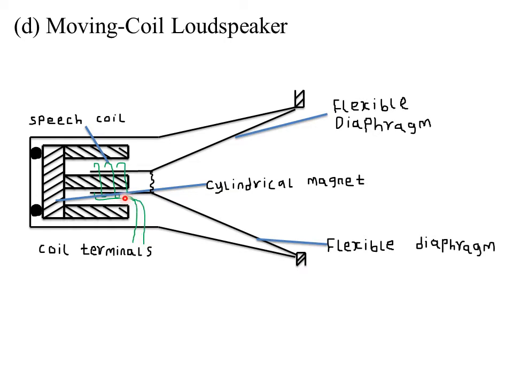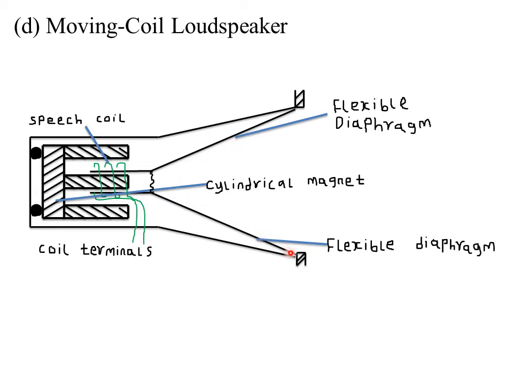So that varying electric current, which varies of course with the frequency of the sound that is produced through the microphone, passes through the magnetic field due to the current within the conductor, and interacts with the magnetic field of our cylindrical magnet, causing the speech coil to vibrate. Now remember that our speech coil here is also attached to our flexible diaphragm. So as our speech coil vibrates within this magnetic field, it also causes our flexible diaphragm to vibrate.